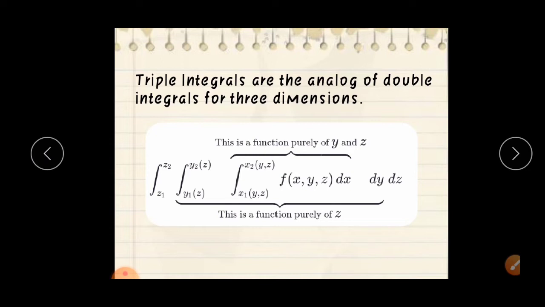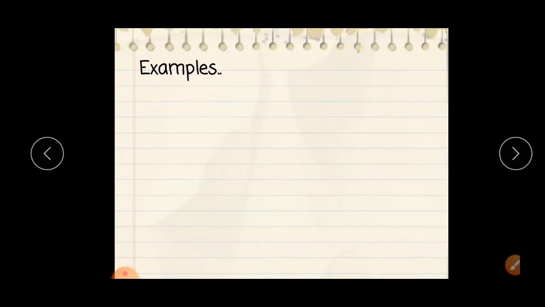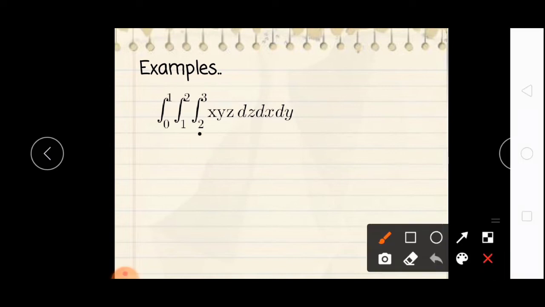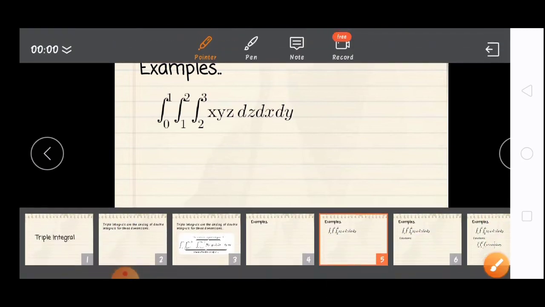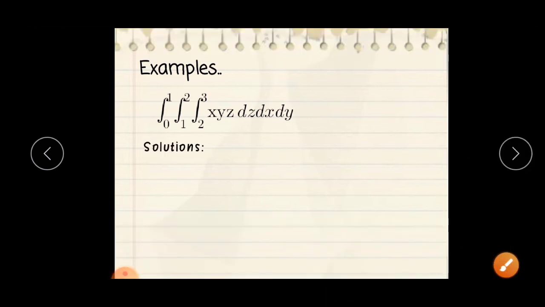So we have here an example. In our example, we have a problem of triple integrals, so we need to get the solution. As you can see in our problem, these are our z values, these are the x values, and these are the y values. So always remember that. Now we can proceed to our solution.